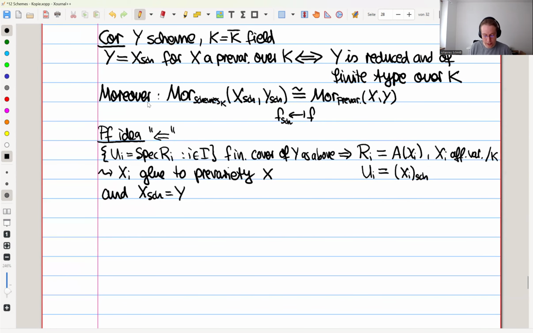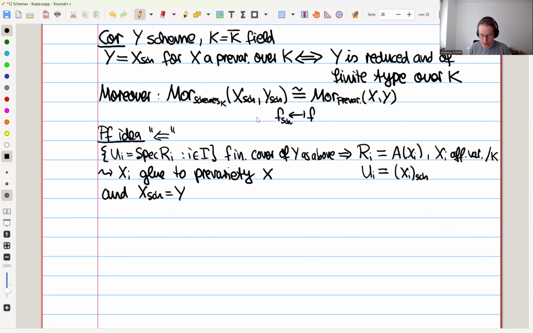And then the final thing we want to show is this equivalence between the morphisms. And for this, we have a well-defined map from here to there. And one thing that you should convince yourself of is that when F is a morphism between these pre-varieties, then this F scheme is actually a morphism from this to this of schemes over K. That's one thing you should check.